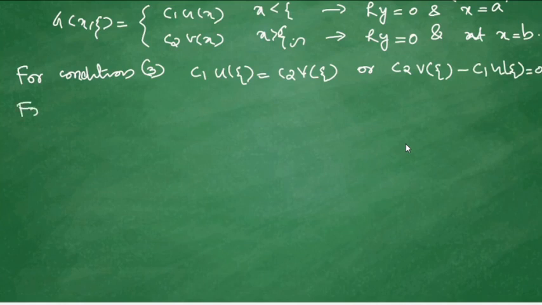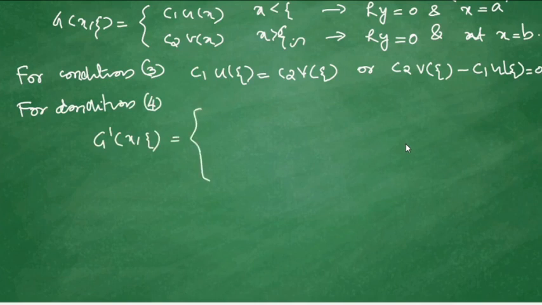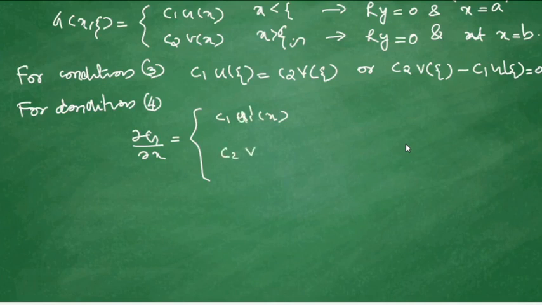And for condition 4, it is for the derivative, that is g dash at x theta, or dou g by dou x. G dash does not exist, so we can write it as dou g by dou x. For a fixed value theta, dou g by dou x is equal to c1 into u dash of x and c2 into v dash of x.